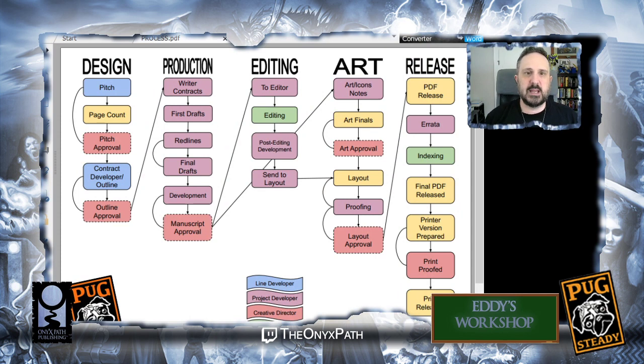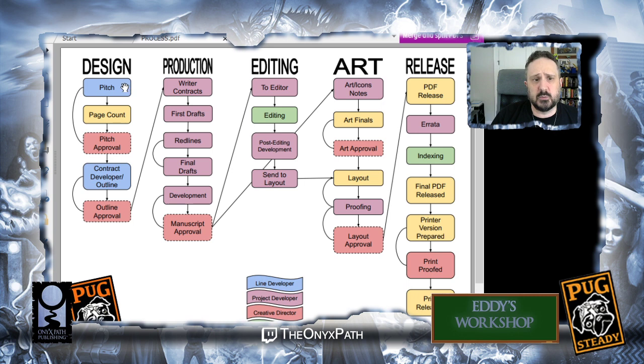I want to show the now ubiquitous process chart that I've been using for the past few episodes. For those of you who haven't seen it yet, this is an overview of what our development process looks like. Specifically, this is a slightly modified version of the one we use at Onyx Path. It's a little trimmed down, a little simpler than the one we actually use, because you don't need to see some of the Onyx Path specific stuff.